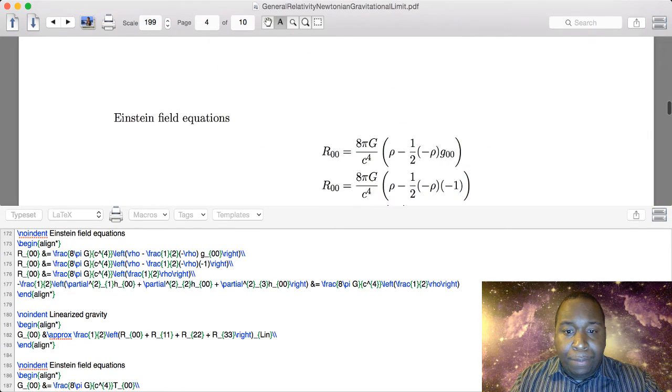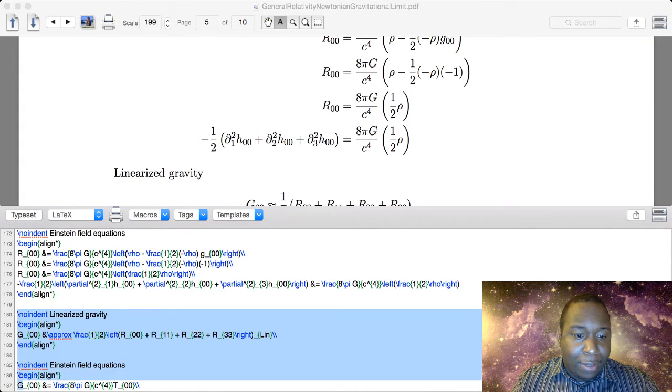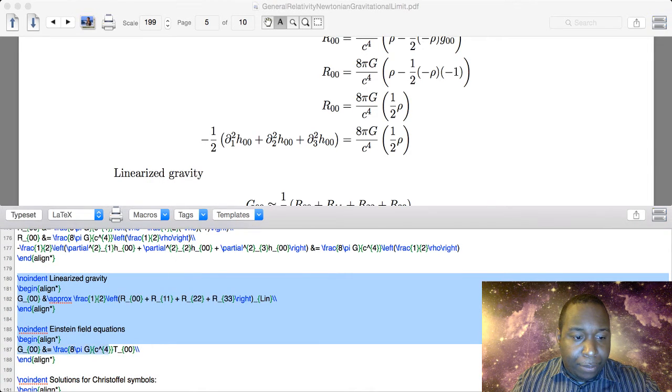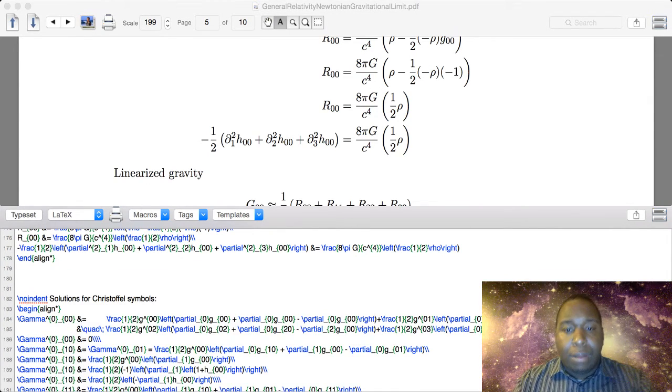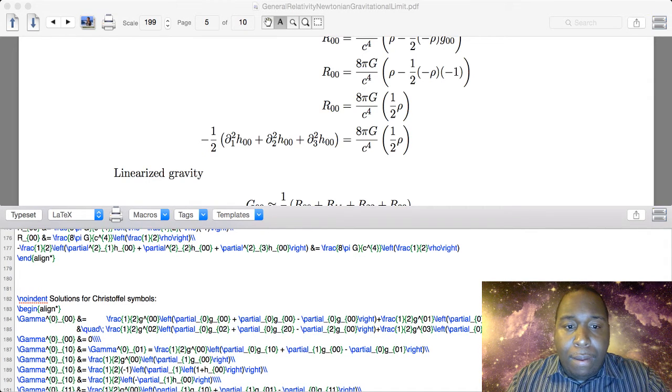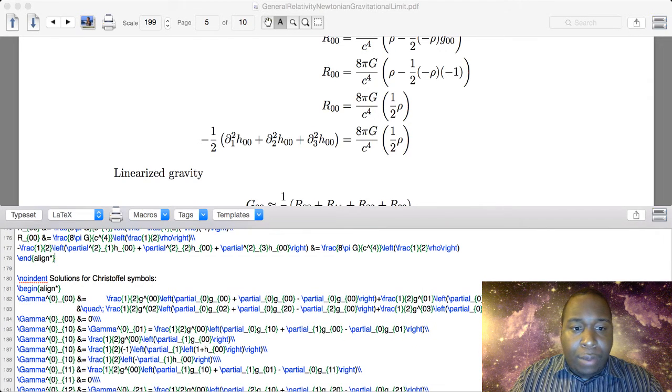So scrolling back down, this is now what our equation has reduced to. I was going to talk about linearized gravity, but I didn't want to make this more complicated. I think this is the best way of explaining it. I can get rid of this. All right. I'm going to go ahead and typeset this.